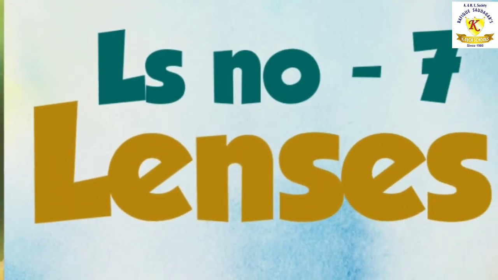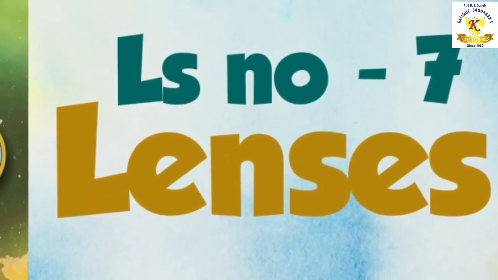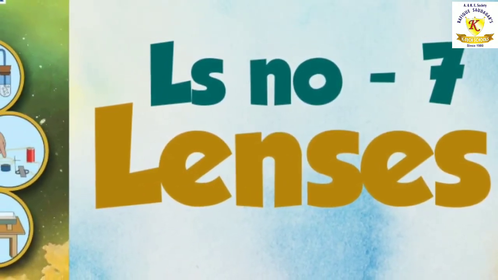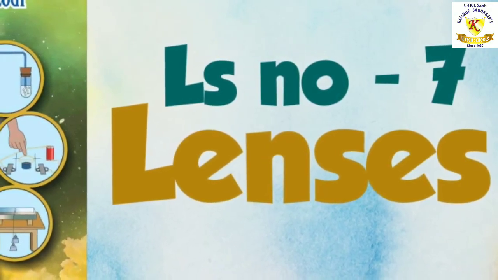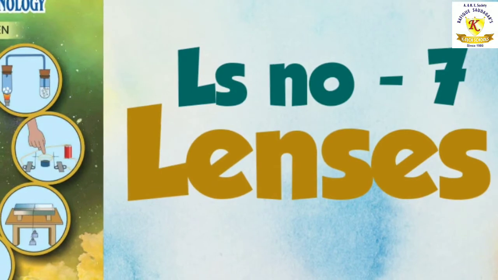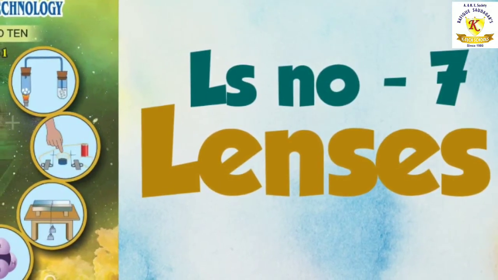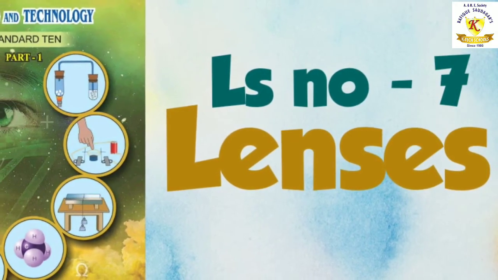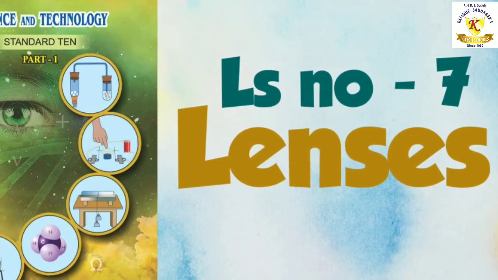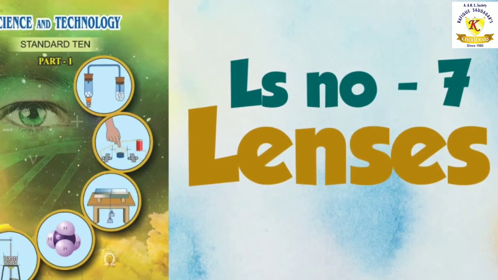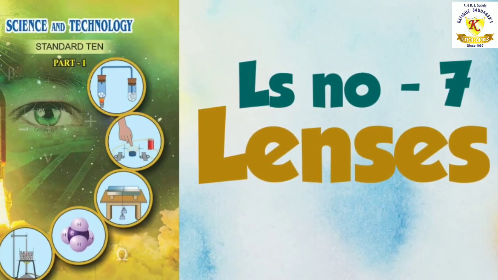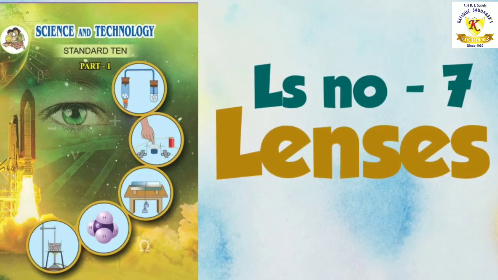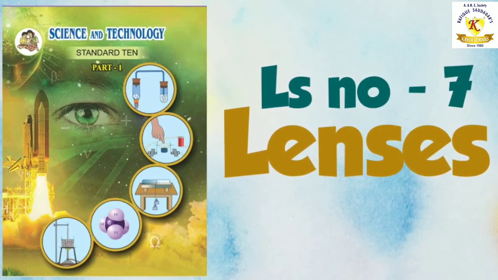Children, in our last lecture, we started with lesson number 7, Lenses, from Science Part 1. In our previous lecture, we studied the lenses, types of lenses, terms related to the lenses, and images formed by a convex lens and a concave lens. So children, in today's video, we shall be learning about sign convention, the power of a lens, and also the human eye. So, let's begin.